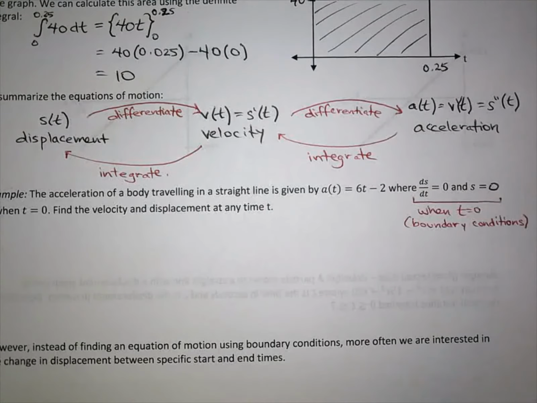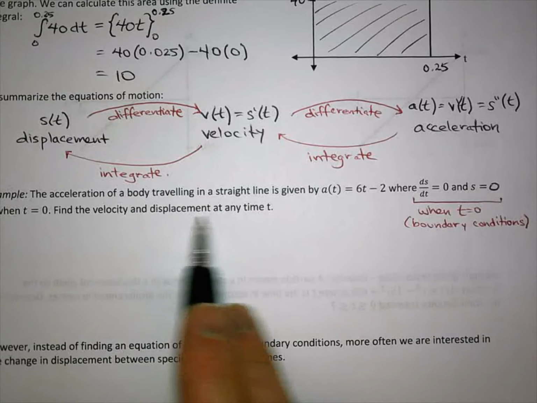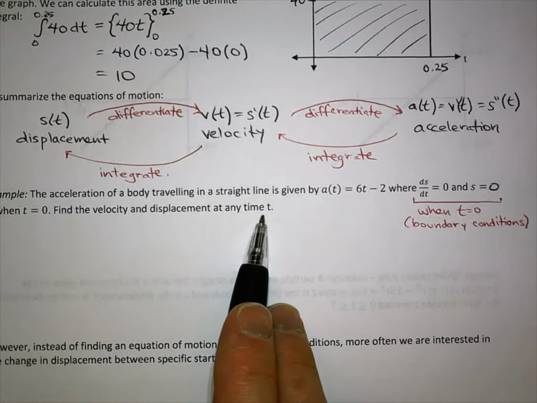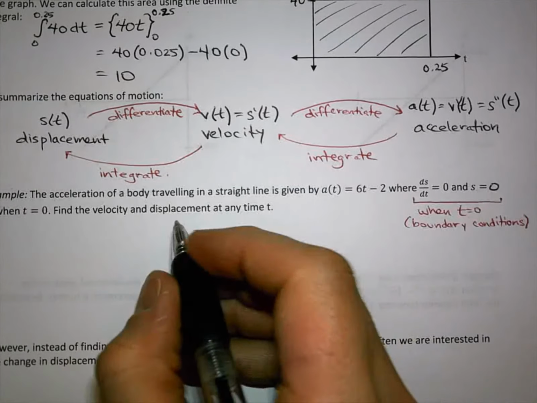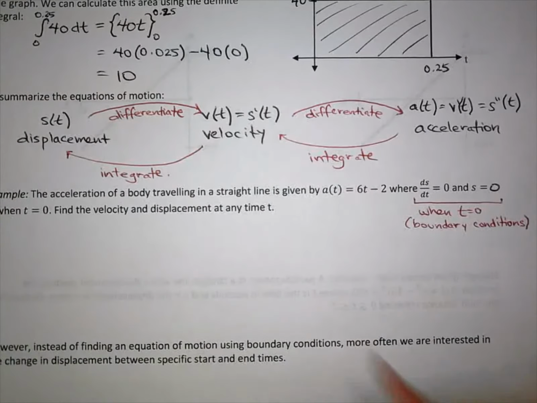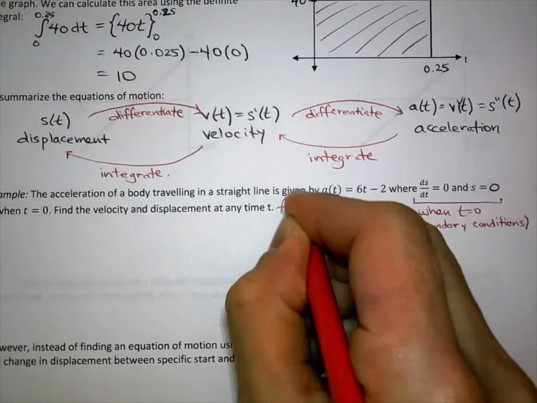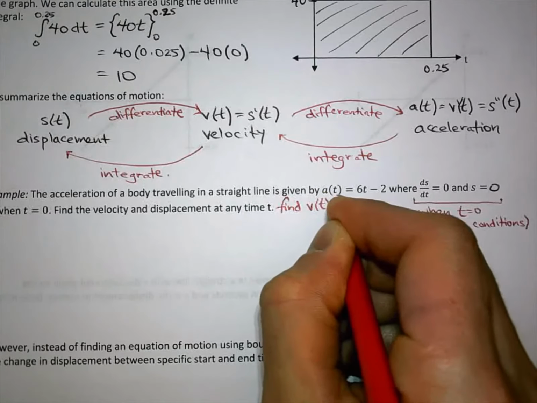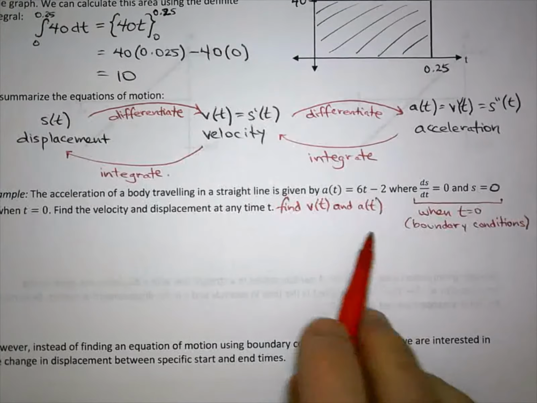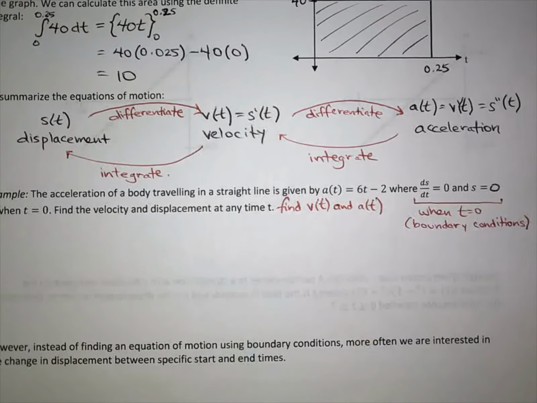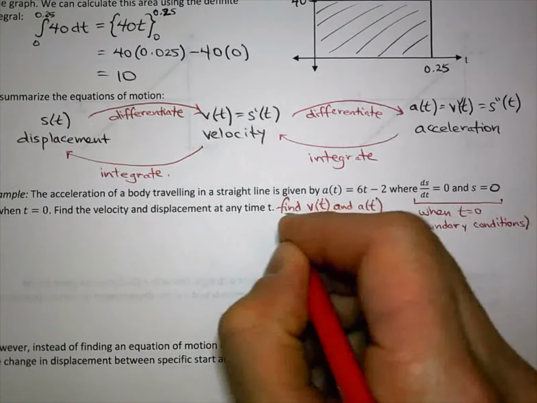And okay, what are we trying to find? Find the velocity and displacement at any time t. Now there's a quick note here, especially when you think back to the rates of change lesson. What the question is asking for, it's saying find v of t and s of t. It's not asking for a number, it's asking for an expression, so you can't use the GDC.